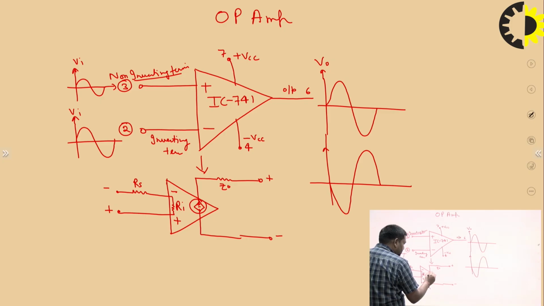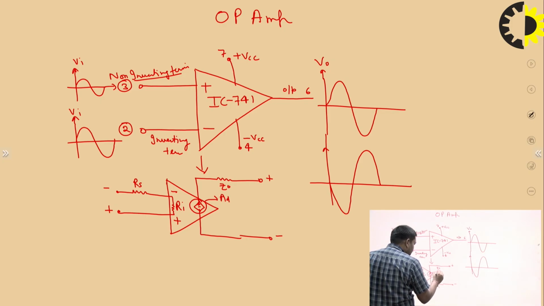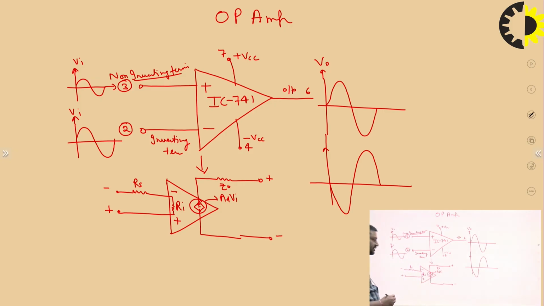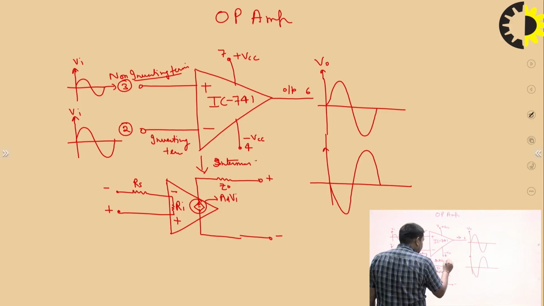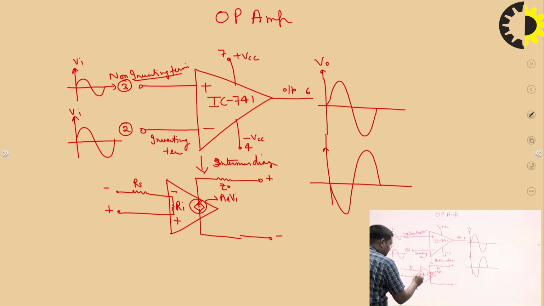What is the voltage source? It is defined by AD into VI, where AD is the gain of that particular operational amplifier. So this is the small signal model or internal diagram of the IC 741. This is the input impedance Zi, and this is the output impedance.